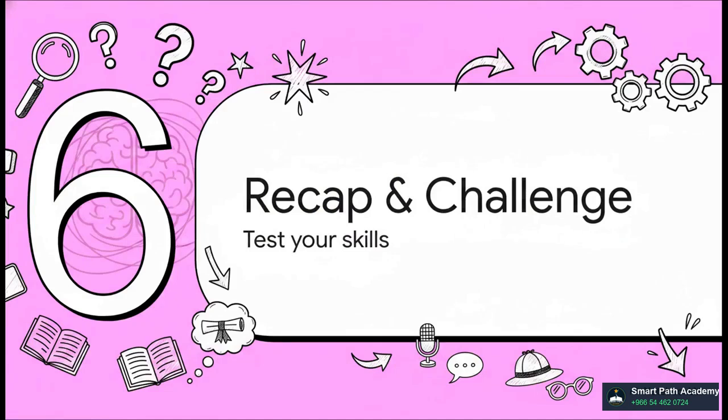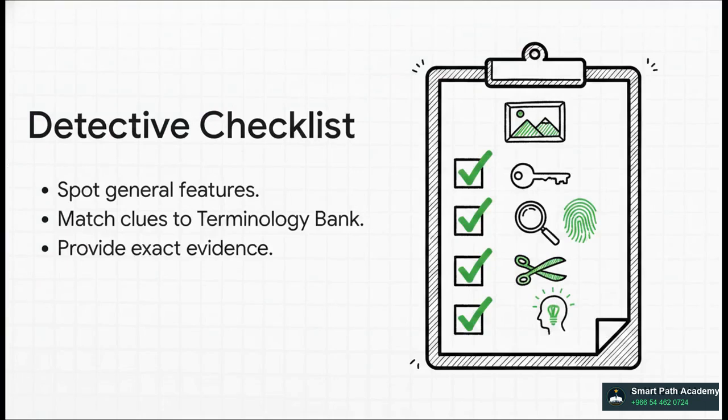Section 6, Recap and Final Challenge. Time to see everything we've learned. All right, here is your Master Text Detective checklist to review before heading into your exam. First, always spot the general features, not just one tiny detail. Next, match the clues you find directly to our official terminology bank. Make sure you provide exact evidence to dodge those pesky EX and EV error codes. Keep your quotes incredibly short and accurate. And please, whatever you do, remember, characters could be real.